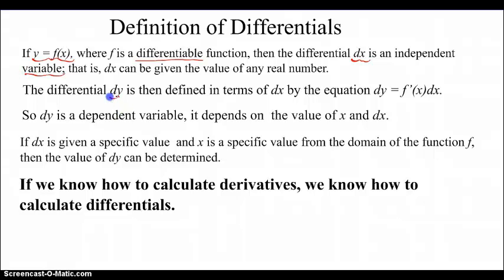The differential dy is defined in terms of dx. Since we know f prime of x is dy over dx, when we go from the derivative to differentials, we can multiply both sides by dx. We get that dy has to be equal to the derivative times dx, and those are differentials. Dy and dx are differentials.